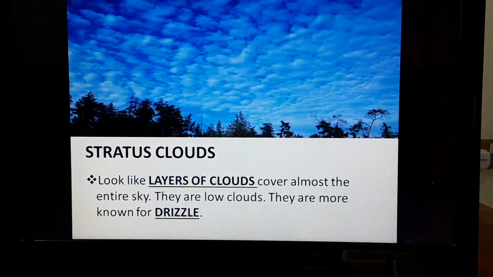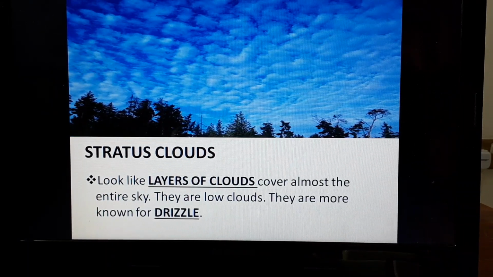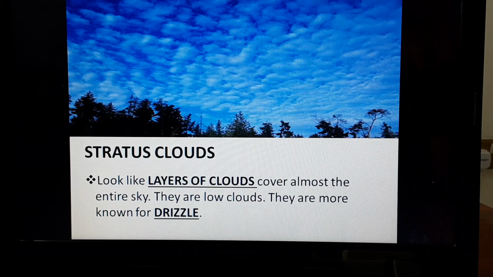The next type of clouds is the stratus clouds. Can you look at the picture? What can you say about the stratus clouds? The stratus clouds look like layers of clouds. I will repeat. It looks like layers of clouds. It covers almost the entire sky.